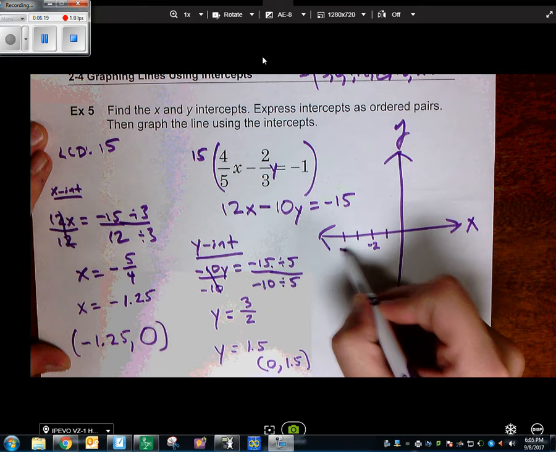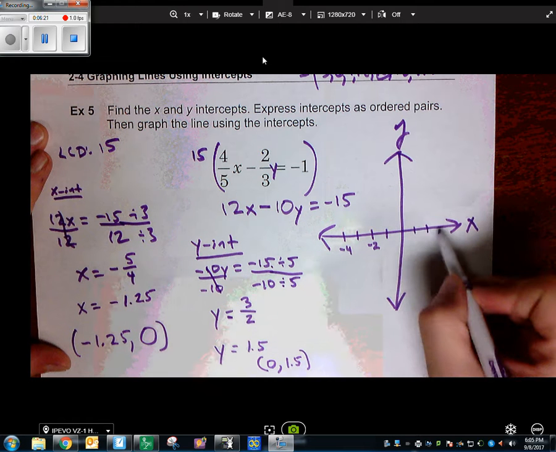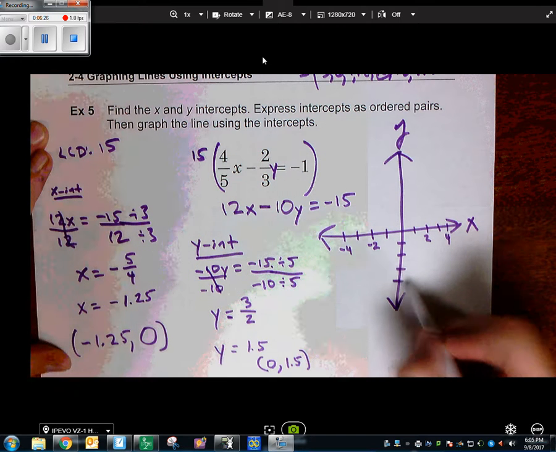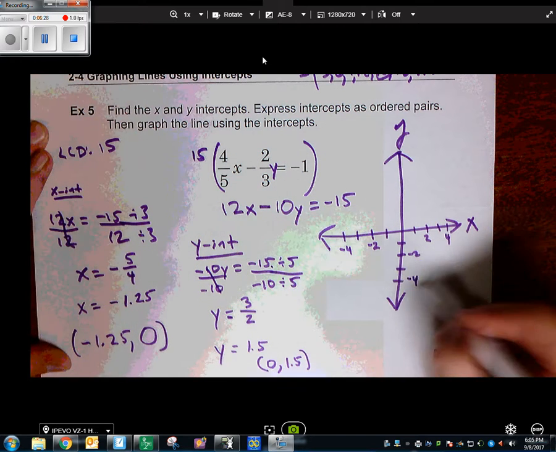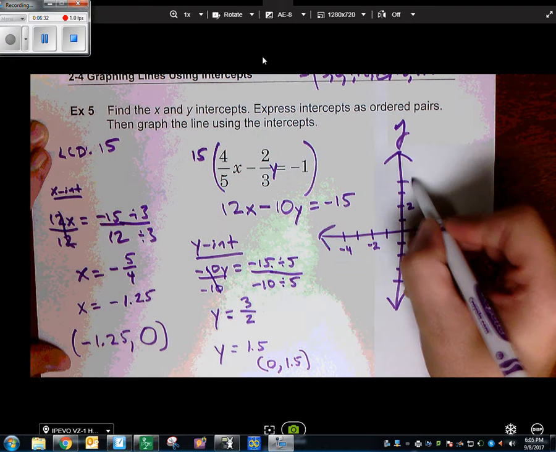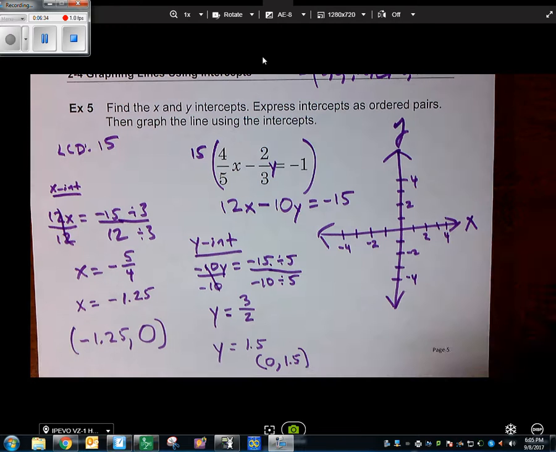Negative 2, negative 4, 1, 2, 3, 4, 2, 4, negative 1, negative 2, negative 3, negative 4, 1, 2, 3, and 4, 2, 4. All right, looks good.